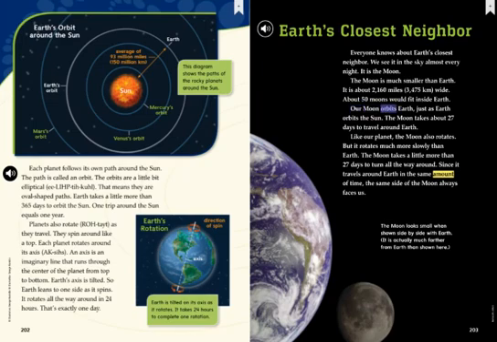Our moon orbits Earth, just as Earth orbits the sun. The moon takes about 27 days to travel around Earth. Like our planet, the moon also rotates, but it rotates much more slowly than Earth. The moon takes a little more than 27 days to turn all the way around. Since it travels around Earth in the same amount of time, the same side of the moon always faces us.